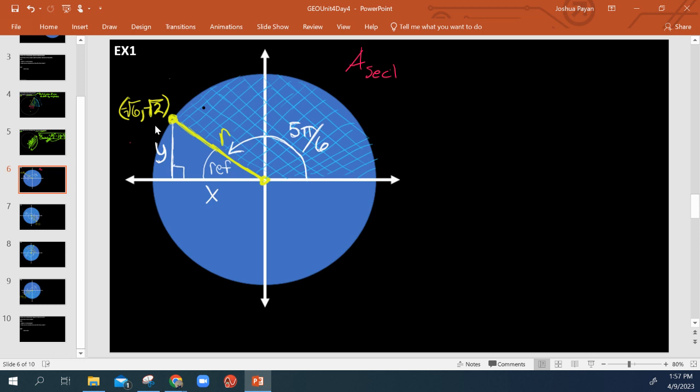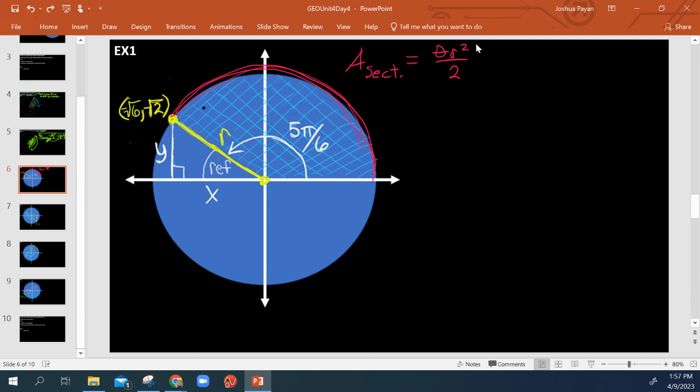So area of a sector is equal to theta r squared all divided by 2. If we're looking, for example, for the area of this sector right here, we need two things. We need to know theta, and we also need to know the radius, obviously. Theta is given to us in this problem.